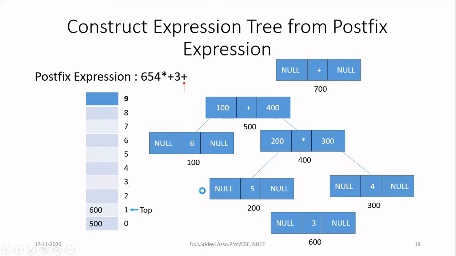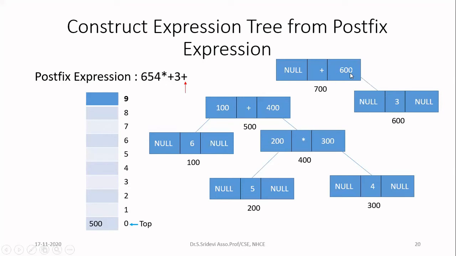And this will now be added as the right child to the operator. So plus will have the right child as 600. That means it will be pointing to the operand 3. Then I need to pop one more address from the top of the stack, that is 500. Now this 500 will be added as the left child. So this is now pointing to the operator plus.